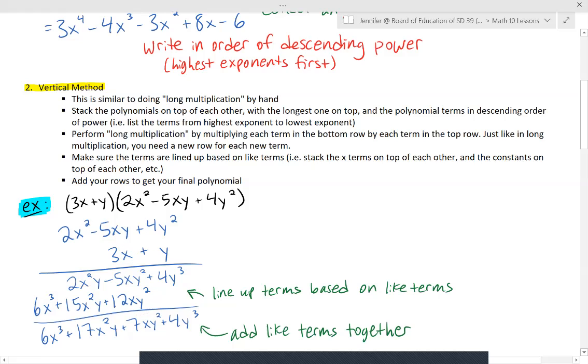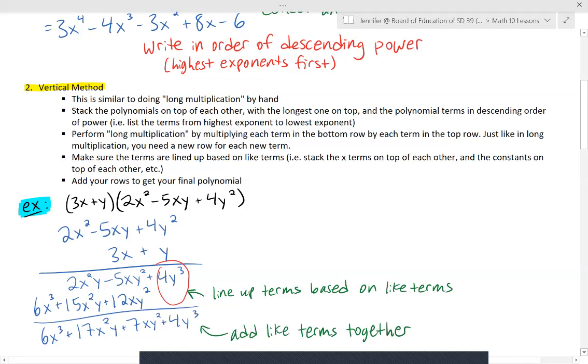What you'll note is I have a space here because you have to line up the terms based on like terms. So when I did the second row of multiplication, there wasn't a y cubed term, so that's why this is blank. But everything else, like these are my xy squared terms, these are my x squared y terms, and then that's just the x cubed term on its own. So make sure you line it up with the like terms. And then the last step is you're just going to add the columns together to get your final polynomial. So again, what you would do with long multiplication.